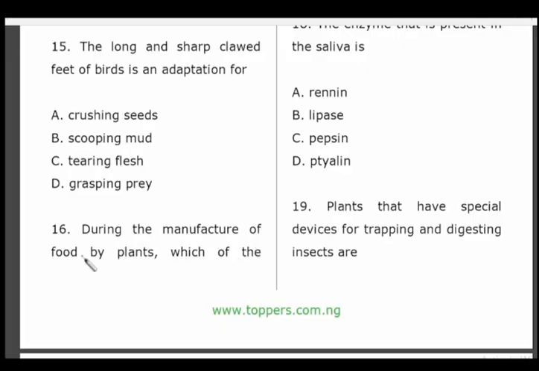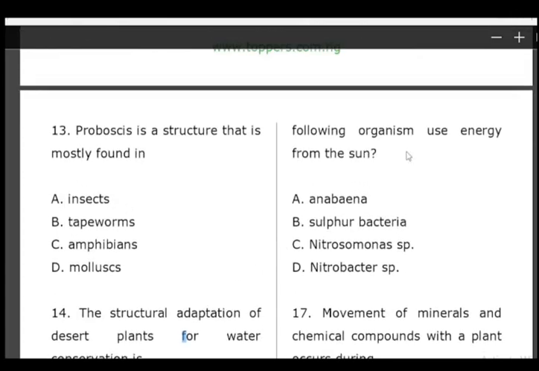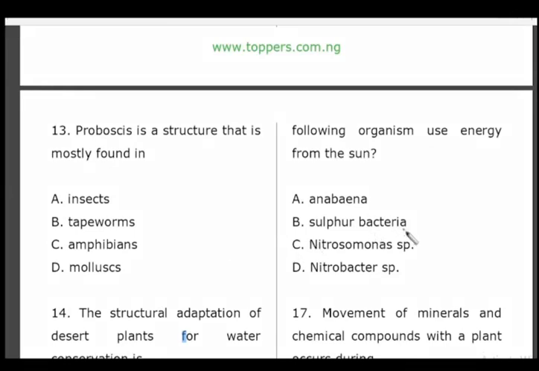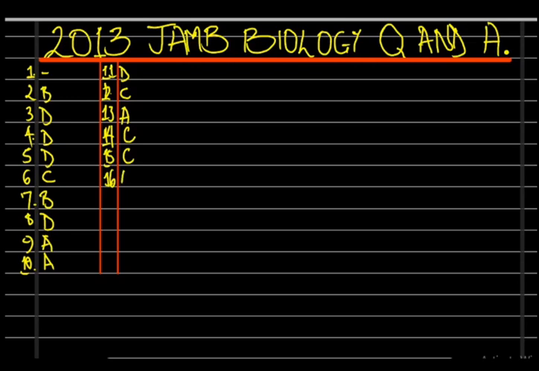During the manufacture of food by plants, which of the following organisms use energy from the sun? A. Anabena, B. Sulfobacteria, C. Nitrosomonas species, and D. Nitrobacter species. The answer to this question is the Anabena. The Anabena is the organism that is responsible for using energy from the sun during production of food. So that is the answer to question 16, option A.